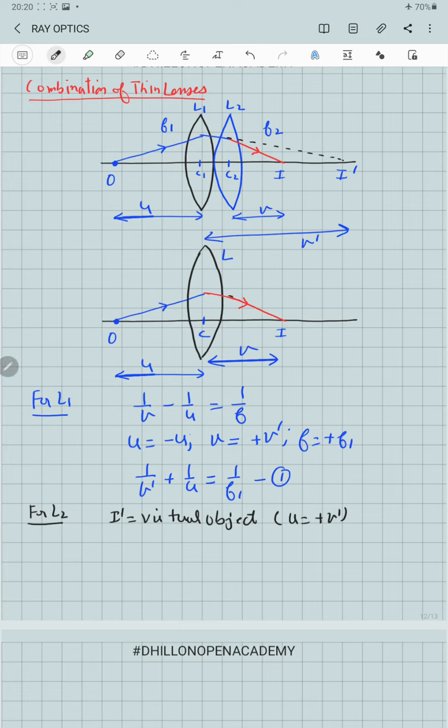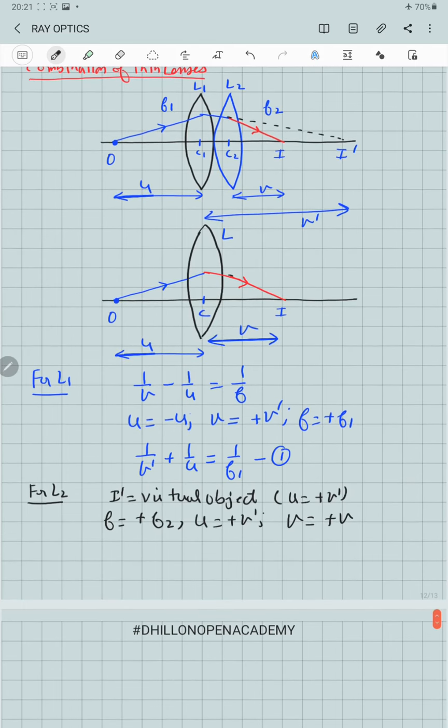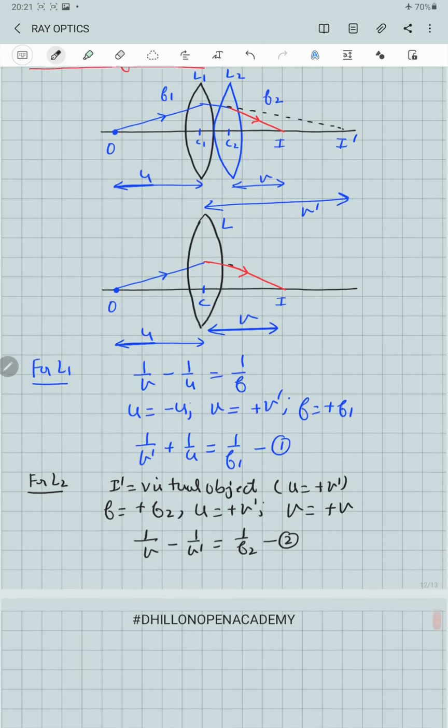So again, using sign convention for the lens equation, focal length will be equal to plus f2, object distance is plus v dash, and image distance v is equal to plus v formed at the point I. So in this case, the lens equation will be 1 by v minus 1 by v dash is equal to 1 by f2. This will be our second equation.